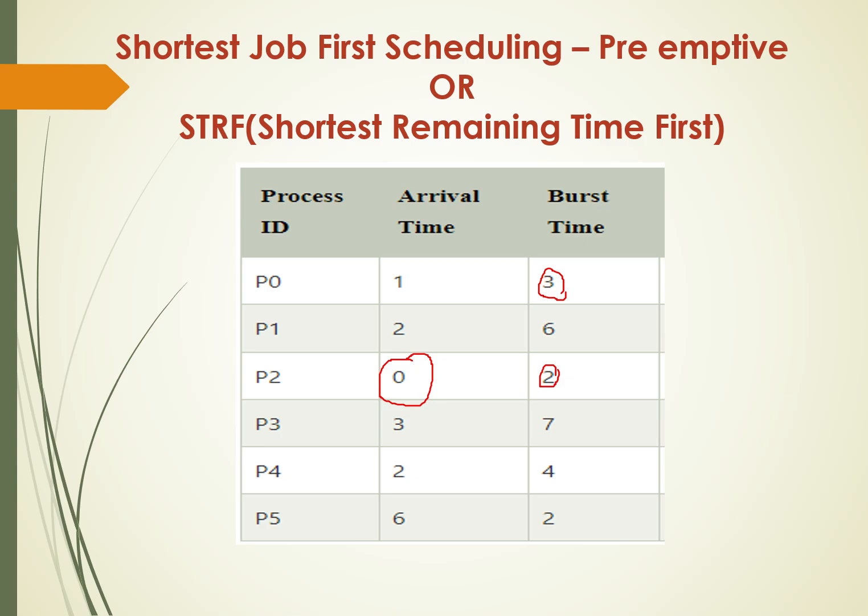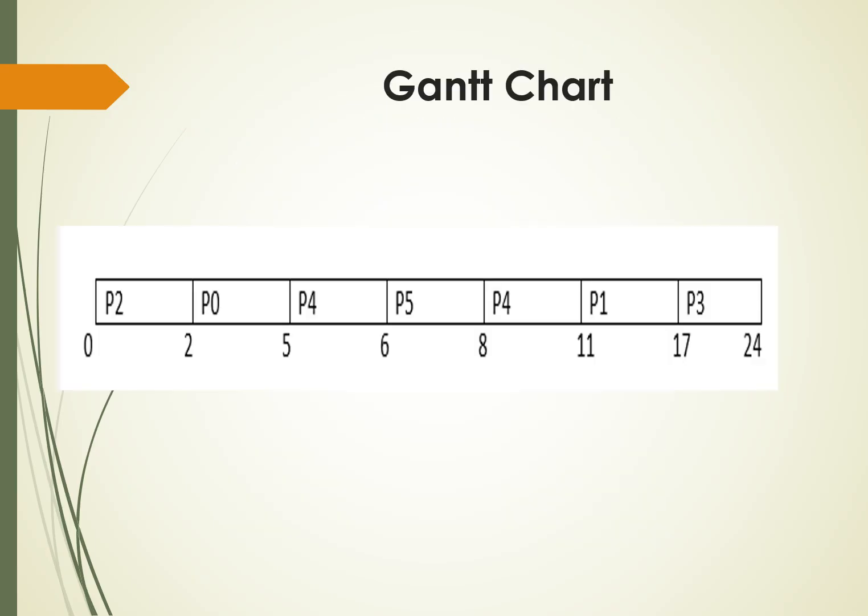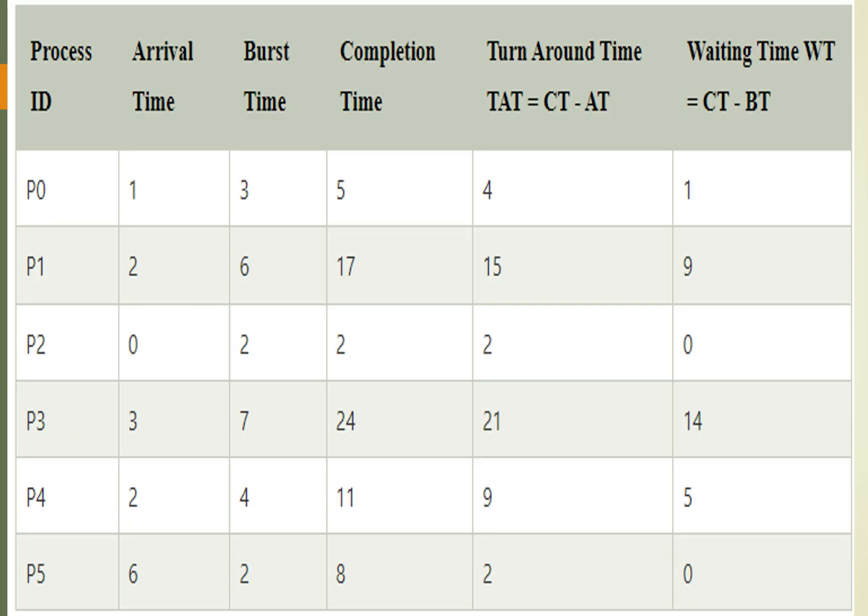So who has the shortest burst time? That means the incoming process. So we have to stop process P2 and allow P0 to get executed in the CPU. That is called shortest job first scheduling preemptive. It is otherwise called shortest remaining time first scheduling. Preemption means we are stopping one process and allowing another process to be executed in the CPU. Based on that, we construct the Gantt chart and do the calculations as usual.